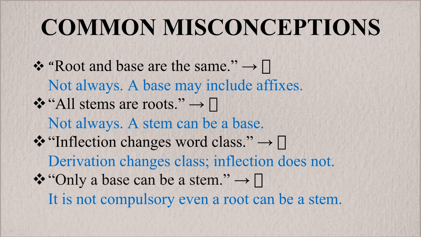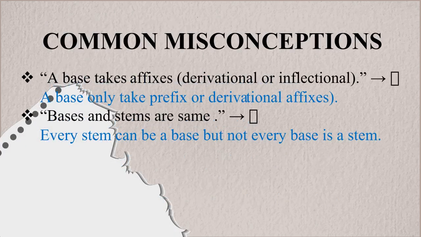Fourth is, only a base can be a stem. This is partly misunderstood. A stem is technically a type of base, but a root can also act as a stem if no derivational affixes intervene. And fifth one is this, that a base takes affixes, derivational or inflectional. Many learners assume a base freely takes both types of affixes. A base primarily takes derivational affixes, prefixes and suffixes that create new words. Inflection typically applies to stems, not bases. So this is incorrect.